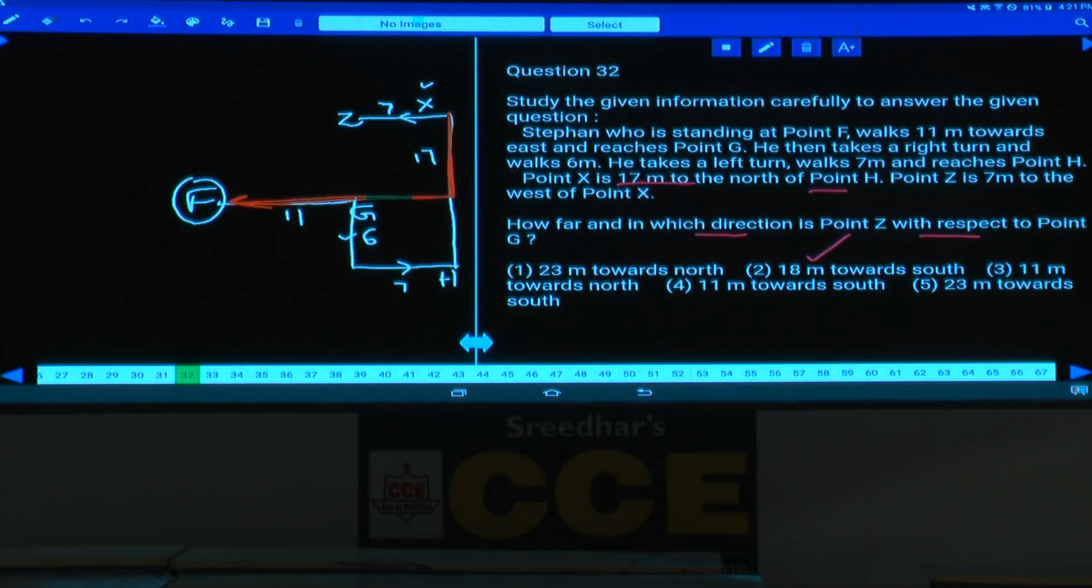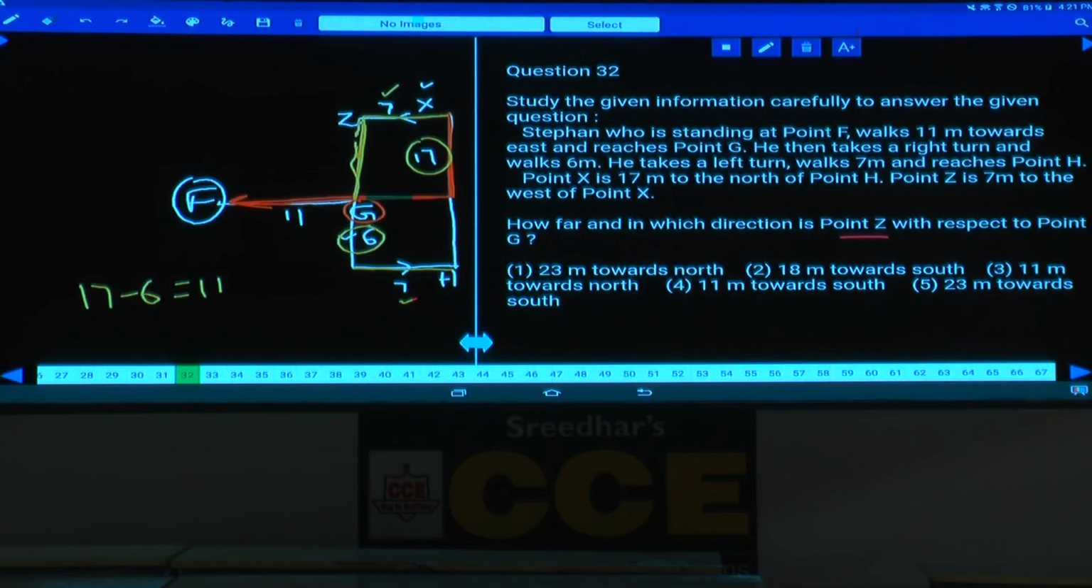Then 32, how far and in which direction is point Z with respect to point G? G is here and Z is here. Now, if you observe here, this is 7 and this is 7, 7 towards east and 7 towards west, and so these two will cancel, the horizontal distance will be 0. Now, these two are the vertical distance which is left over. Tell me what is the distance between these two. This distance is equivalent to this one minus this one, 17 minus 6.